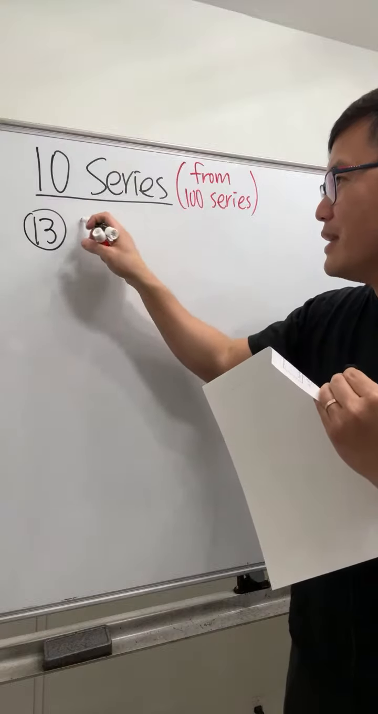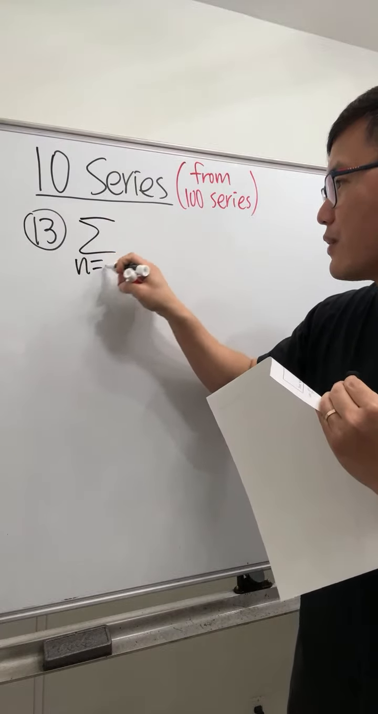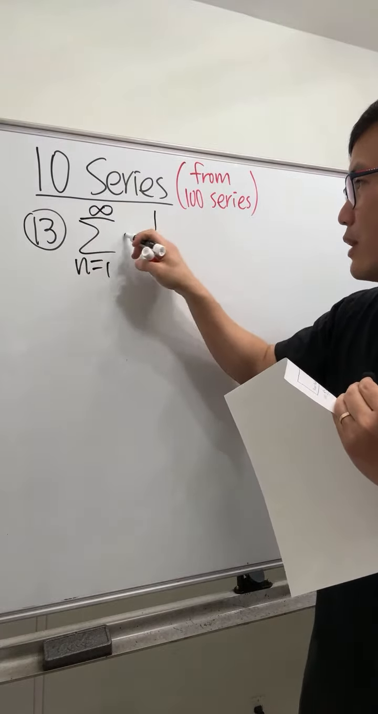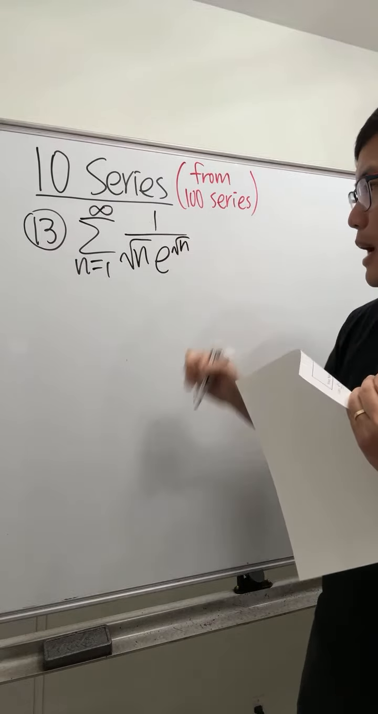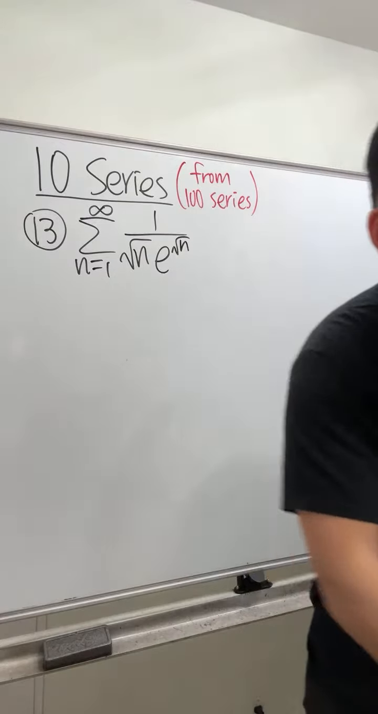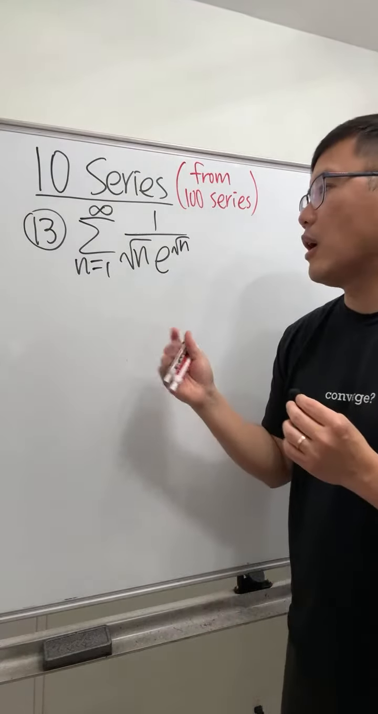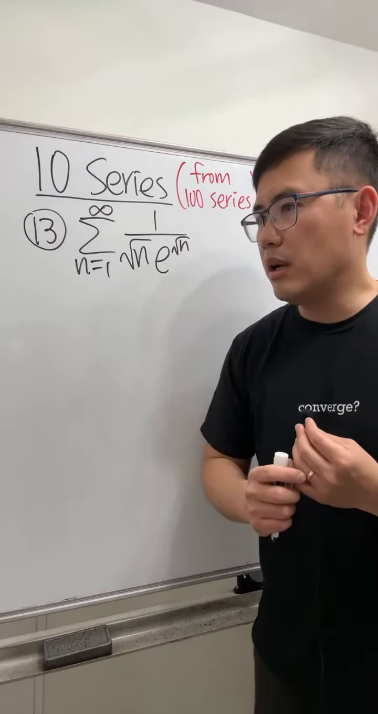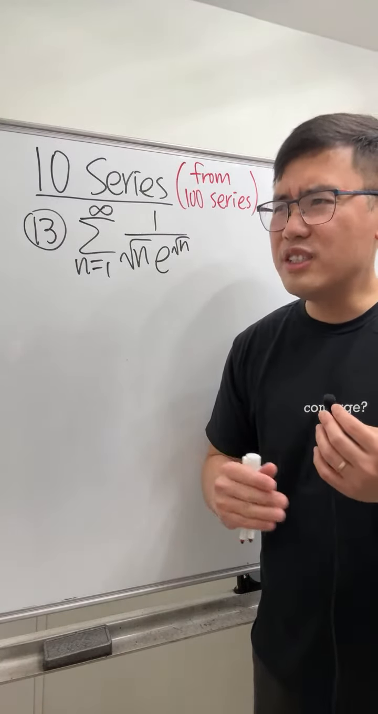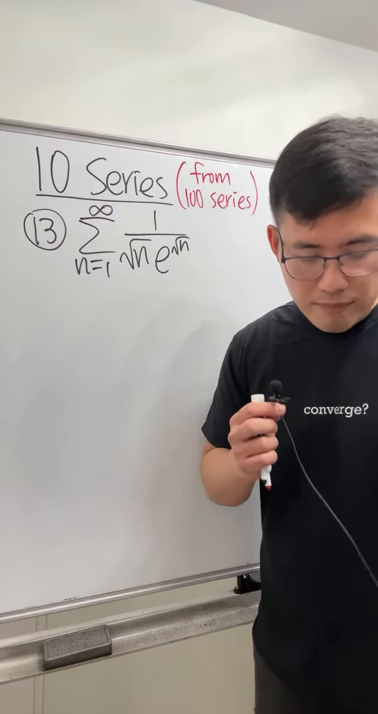Anyway, number 13, we have the series n goes from 1 to infinity of 1 over square root of n, e to the square root of n power. And I purposely picked these questions because these are meant to be for calculus 2. For my 100 series video, there are some questions a little bit above calculus 2 level.